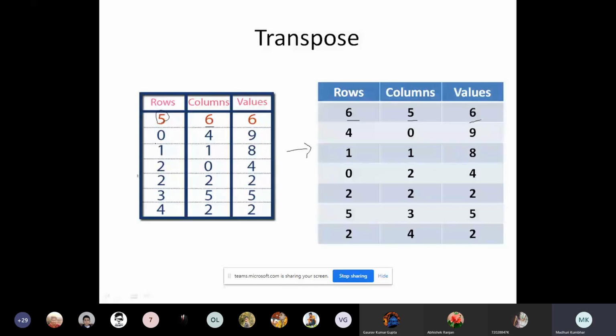Now what is the first element? See, 0 and 4. The value 9 is stored at row index 0, column index 4. If we interchange it, what do we need to do? This will become 4 0, and the value remains the same, 9. Same. Right. Getting this 1 1? If you invert that, it will become 1 1 and 8. 2 0 will become 0 2 after interchanging rows and columns. 2 2 stays 2 2. 3 5 becomes 5 3 and 5. Clear with this? Yes. Now it is very simple.